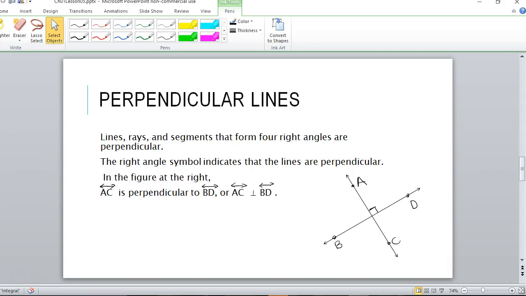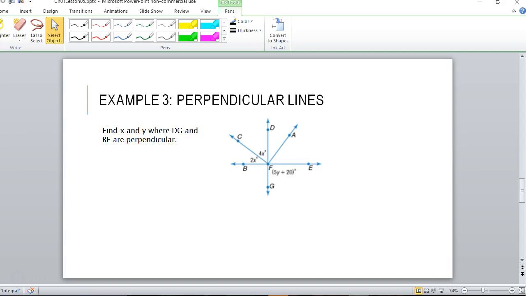Perpendicular rays. When I have two rays or line segments that are perpendicular, they make 4 right angles. The symbol for a right angle looks like this. So line AC is perpendicular to line BD. You can also note it like this with a little perpendicular symbol, which looks like an upside down T. We want to find x and y where lines DG and BE are perpendicular. Pause the video if you need to work this out.